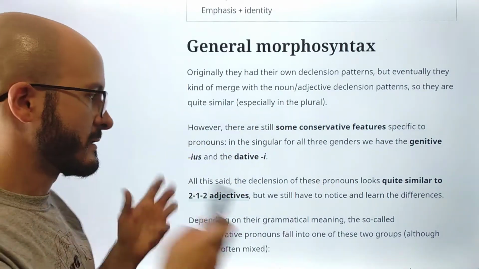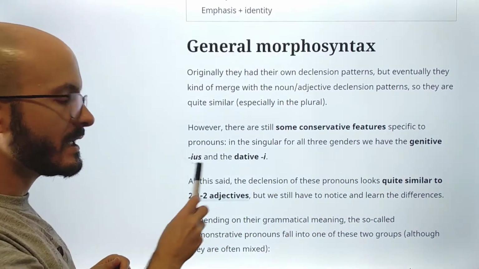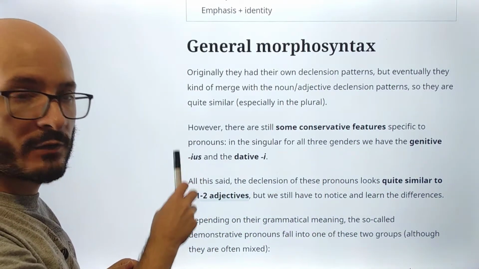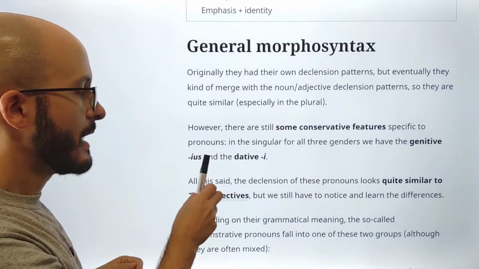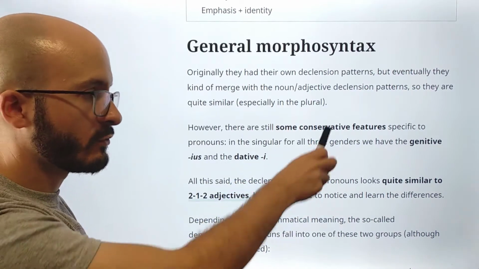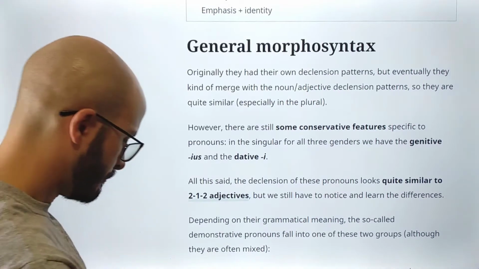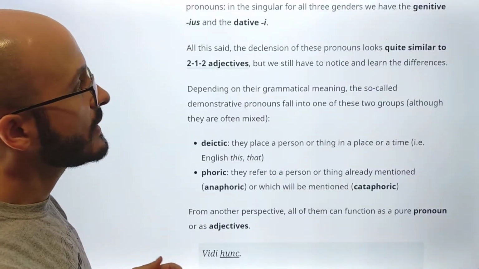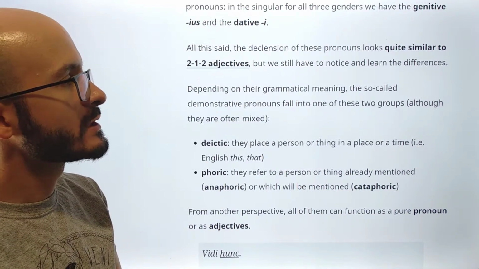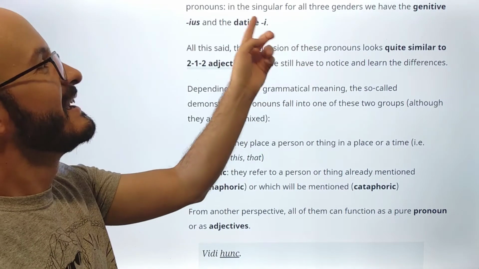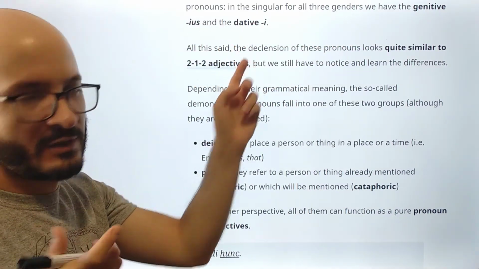The most important things: in the singular, for all 3 genders, we have the genitive in -ius. So you have to be careful not to confuse -ius for some masculine, okay? And the dative in -i, also the same for the 3 genders. So -i for the dative and -ius for the genitive, okay? All this said, the declension of these pronouns looks quite similar to 1-2 adjectives, but we still have to notice and learn the differences. I mentioned the 2 biggest differences, but there are some other differences.